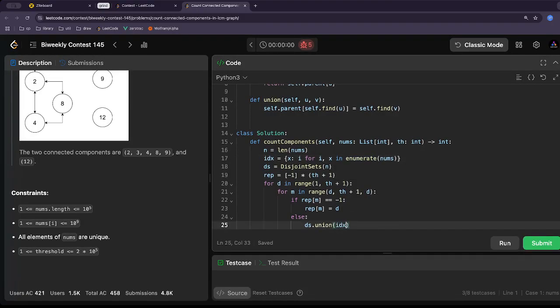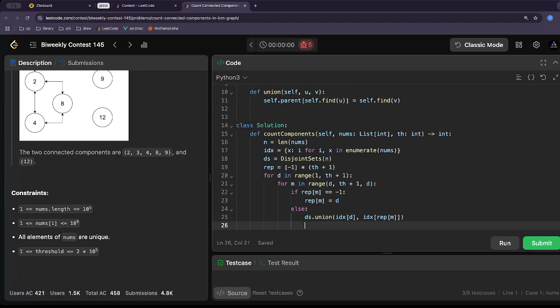So here we want the index of the node D, and the index of the rep of m, and we want to connect them, right? And then in the end we're going to go over all the nodes, and we're going to get the representative of that node, and we want to know how many different ones there are, right? Because that's going to give us the connected components.